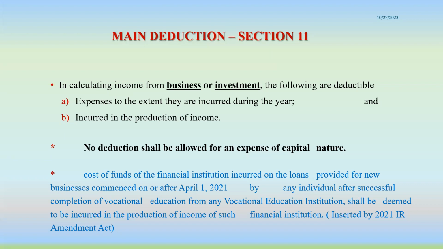Okay. The main deduction rule. So this is the main deduction rule. In section 10, I explained about the expenses that are not allowed as a deduction. But under section 11, I will explain to you the expenses that are allowable as a deduction.